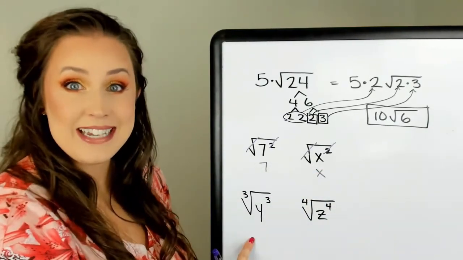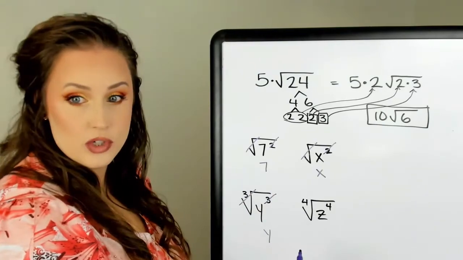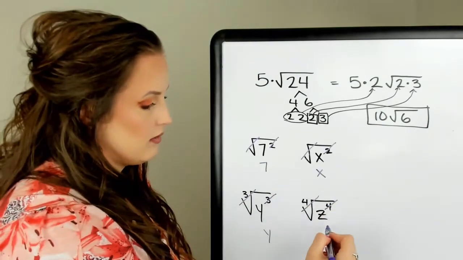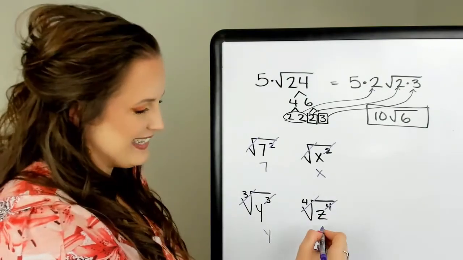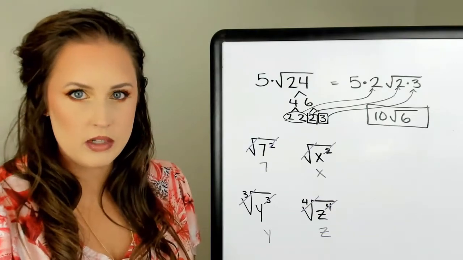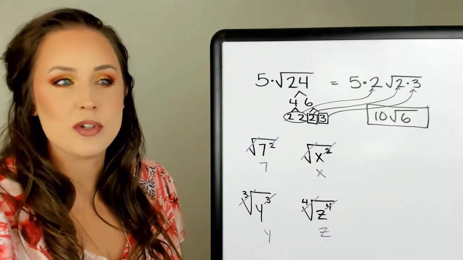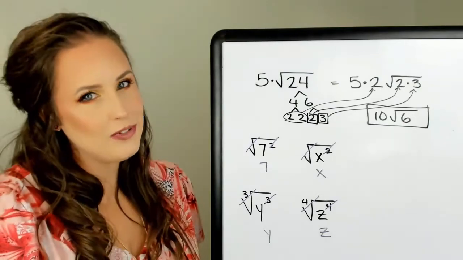That pattern is going to continue here. A cube root and a cube, they cancel out. So the answer is just y. Fourth root and a fourth power cancel out, just leaving a z. So that is something that can be really helpful when you are learning how to simplify roots with variables. So let's get into some more complicated ones and keep this in mind and it will be helpful.